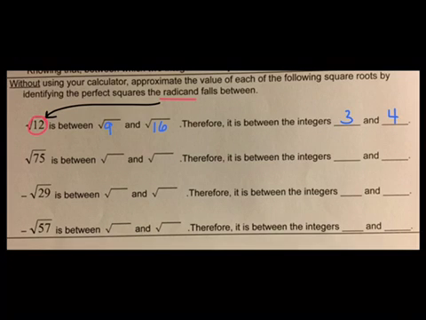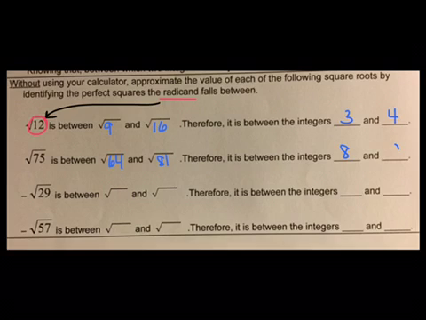Alright, for the next one, the square root of 75 is between which two perfect squares? We can think of our perfect squares, and I believe it falls between the square root of 64 and 81. So therefore, we know the square root of 75 is between the integers of 8 and 9.